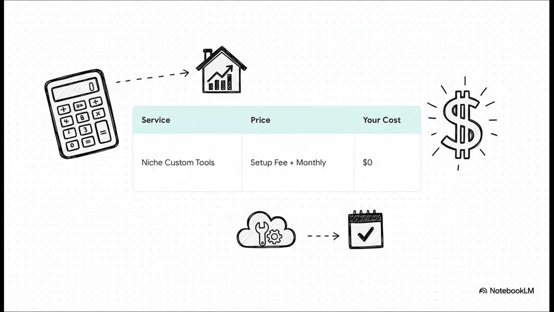Number 2, creating custom tools. This is a great one. Think about specific industries. You could build, say, a custom mortgage calculator for real estate agents that they can put on their websites. For you, it's a simple prompt to the AI. For them, it's a valuable tool. You charge them a setup fee to build it, and then a small monthly fee for hosting and maintenance. It's a fantastic way to build up some recurring revenue from something that took you almost no time to create.